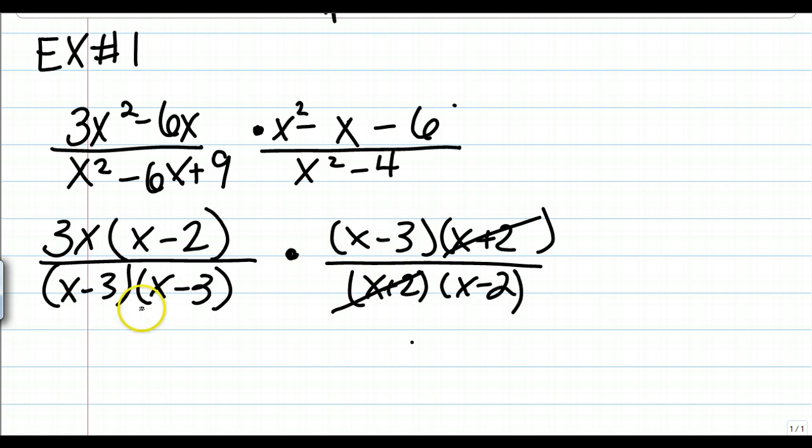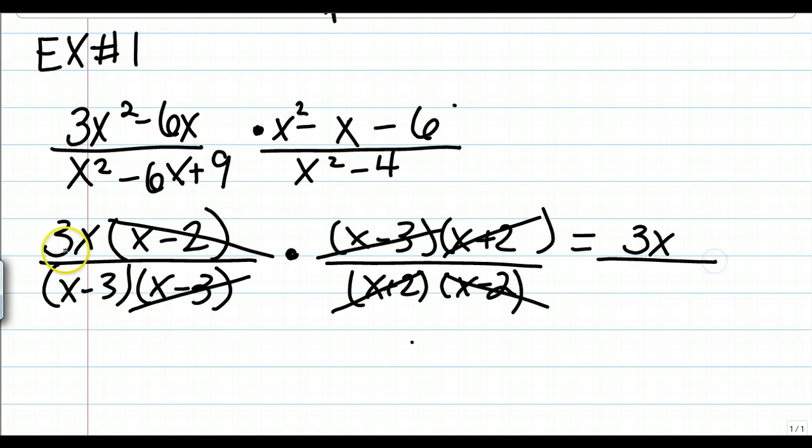The only thing we have to add on now is that you can cross cancel. Here we're going to cross cancel the x minus 3's because those are the same, and here we can cross off the x minus 2's because those are the same. It's called cross canceling. So we're left with 3x on top and an x minus 3 on the bottom. You are not allowed to cross those x's off because the x minus 3 is together. So this is your final answer.